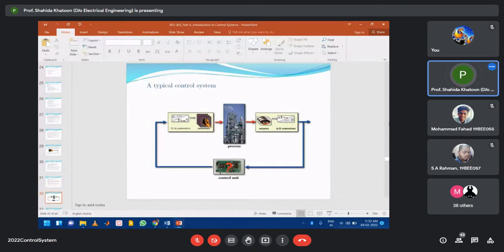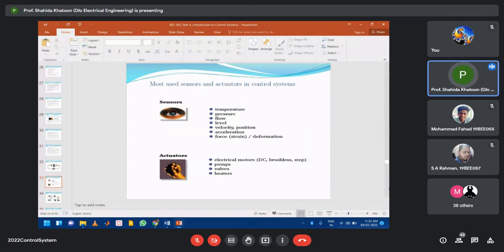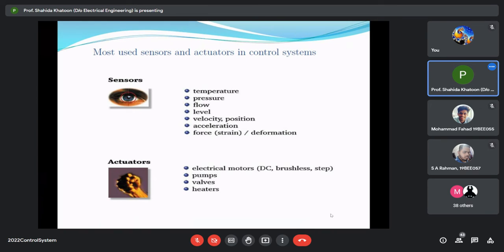All right. So next, a typical control system looks like this, as we have already seen. The most used sensors and actuators in control systems are these: temperature, pressure, flow, level, velocity, acceleration, force, etc. So you can check these notes in your copy. These are the sensors. The actual actuators are electrical motors, pumps, valves, and heaters. You can take note.